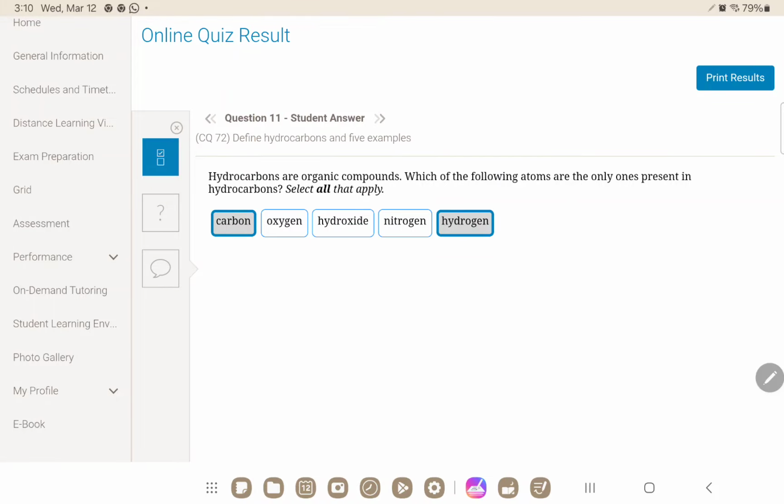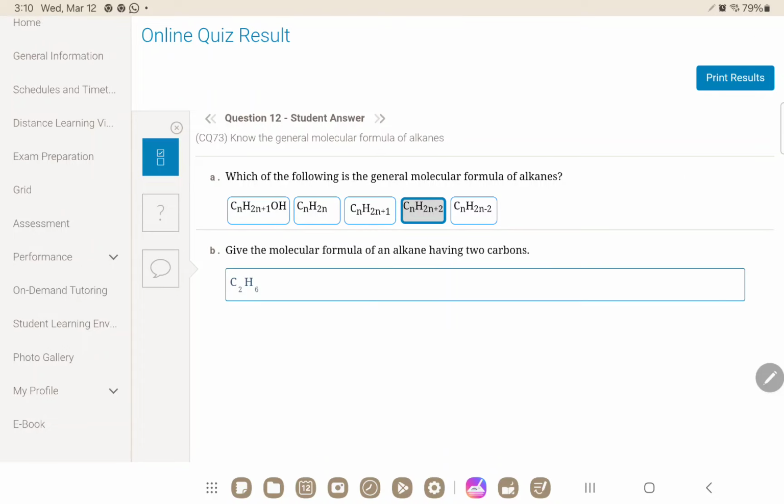Hydrocarbons are made out of carbon and hydrogen. This is very obvious, it's in the name. Alkanes are CnH2n+2, and you just substitute the numbers into the equation. We've done this like three weeks in a row. It's really easy. Alkenes, same thing, CnH2n, and then substitute for two carbons.